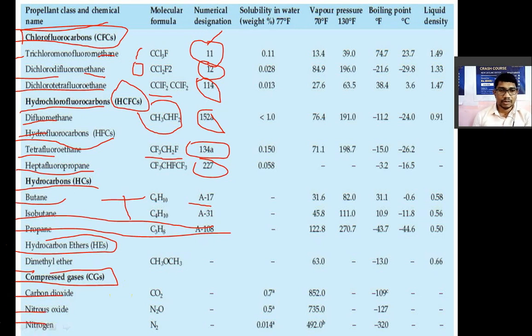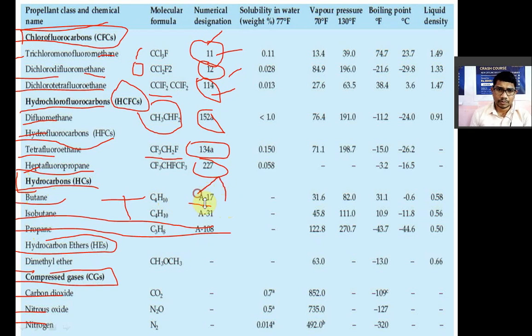सो डिफरेंट क्लासेस ऑफ योर प्रोपेलेंट्स. पहला क्लास है क्लोरोफ्लोरोकार्बन, उसमें ट्राइक्लोरोमोनोफ्लोरोमीथेन प्रोपेलेंट 11, डाइक्लोरो डाइफ्लोरोमीथेन प्रोपेलेंट 12, डाइक्लोरो टेट्राफ्लोरोइथेन प्रोपेलेंट 114. सेकंड क्लास आता है आपका हाइड्रोक्लोरोफ्लोरोकार्बन्स HCFCs. उसमें डाइफ्लोरोमीथेन प्रोपेलेंट 152A. उसके बाद में नेक्स्ट क्लास आता है हाइड्रोफ्लोरोकार्बन HFCs. उसमें टेट्राफ्लोरोइथेन, प्रोपेलेंट 134A, हेप्टाफ्लोरो प्रोपेलेंट 227. उसके बाद हाइड्रोकार्बन्स: ब्यूटेन, आइसोब्यूटेन, प्रोपेन. ब्यूटेन इज नोन एज अ प्रोपेलेंट A17, आइसोब्यूटेन A31 एंड प्रोपेन A108.